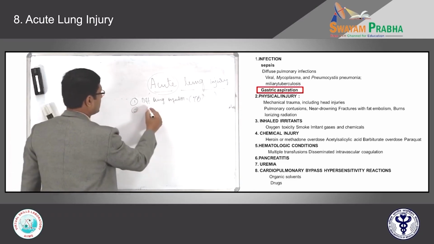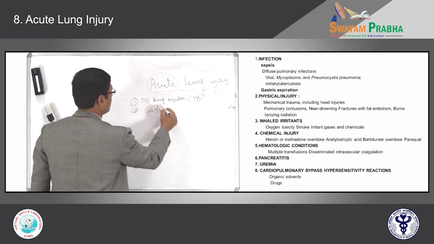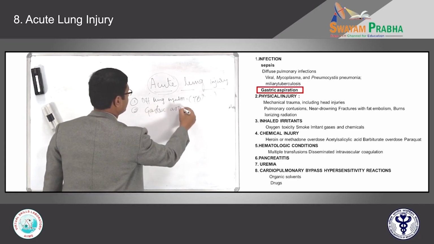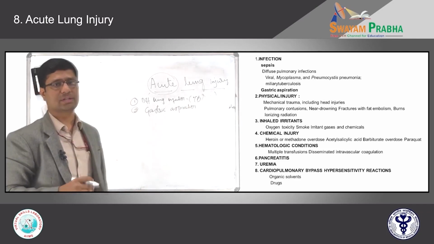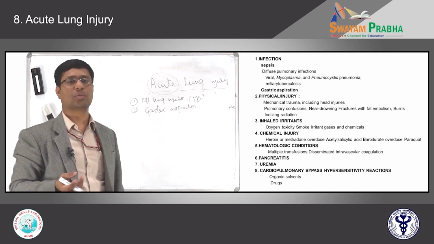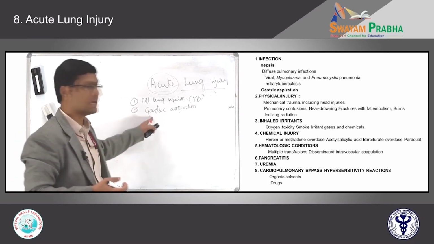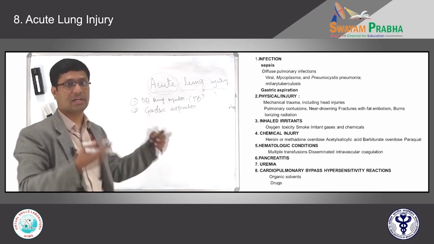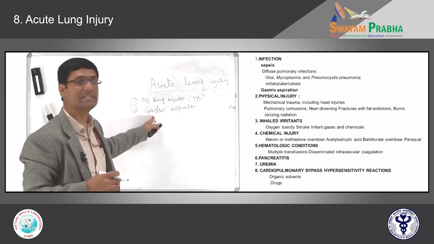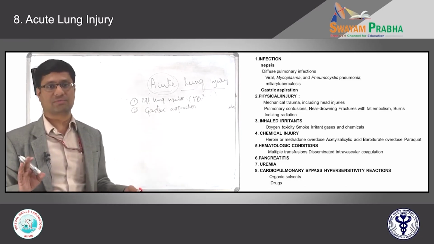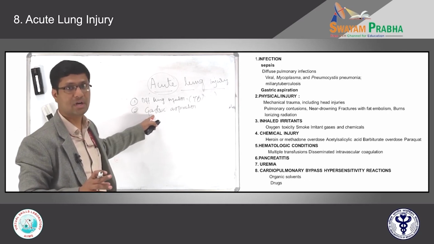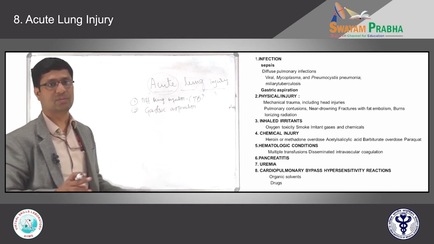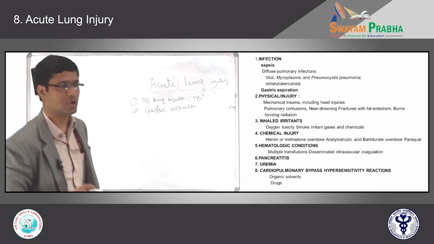Second, gastric aspiration. That means any condition where there is esophageal dysmotility or comatose patients, when you inhale gastric content, acidic contents suddenly into the lung, because it contains acid, it can destroy the major part of the lung. Okay, this can also lead to diffuse alveolar damage. Finally, clinically, the patient will present with respiratory distress syndrome.